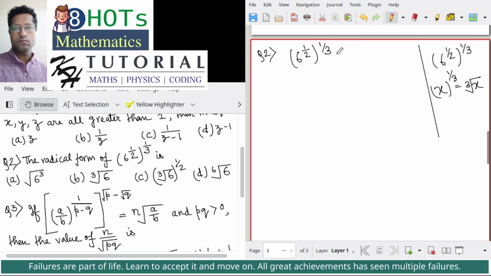Applying the laws of exponents, this will be equal to 6 raised to the power half multiplied by 1 by 3, which is equal to 6 raised to the power 1 by 6. And clearly we see that the power 1 by 6 is in the form 1 by m, where m is 6, and 6 is definitely a positive integer. So this will be clearly the 6th root of 6. 6 to the power 1 by 6 is nothing but the 6th root of 6. So D is the correct choice.